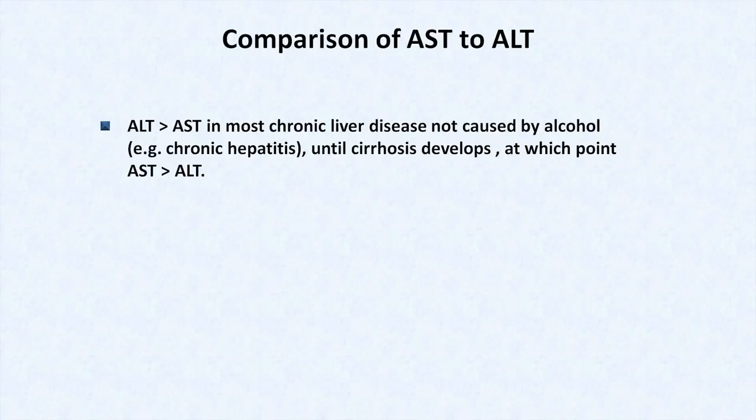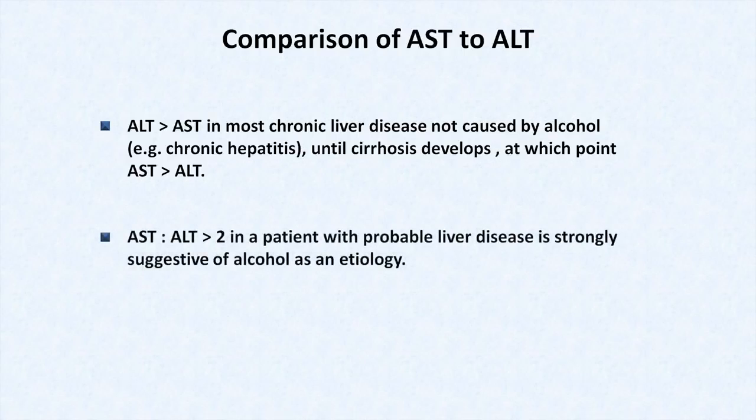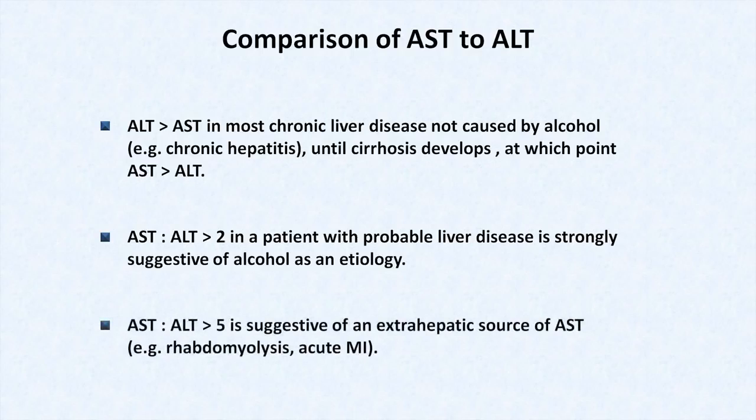I don't know of a specific study in which relative increases in AST versus ALT are used to screen for when a patient with chronic hepatitis has developed cirrhosis, but to me it seems to be potentially something to look for. And the AST to ALT ratio above 2 in a patient with probable liver disease is strongly suggestive of alcohol as an etiology. The explanation as to why this happens is a little complex and beyond the scope of this video. An AST to ALT ratio above 5 is suggestive of an extrahepatic source of AST, such as rhabdomyolysis or an acute MI.